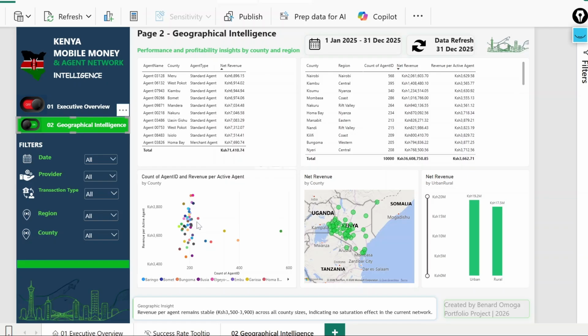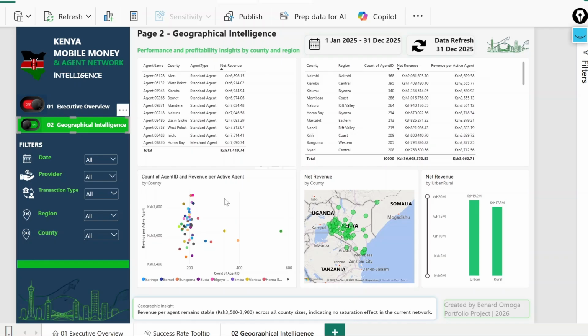But this scatter plot is where the most important finding lives. The x-axis is agent count per county, the y-axis is revenue per active agent. If the original hypothesis was correct, that dense urban markets like Nairobi dilute per agent economics, you'd expect to see a clear downward slope. More agents, less revenue per agent. That's not what the data shows. Revenue per agent stays broadly flat between 3,500 and 3,900 shillings, regardless of how many agents operate in a county.